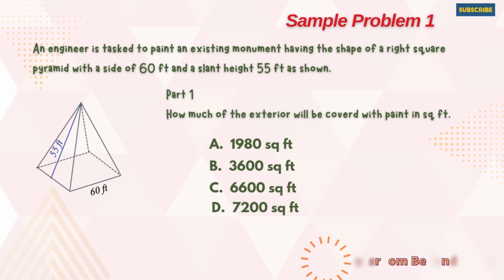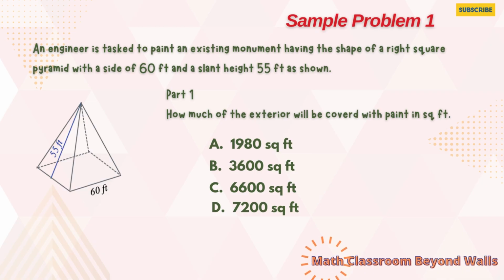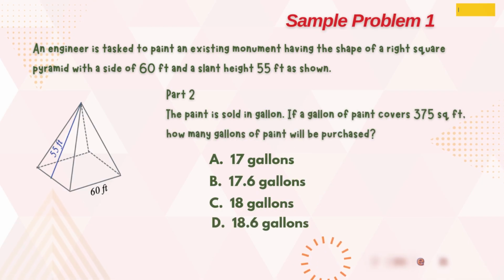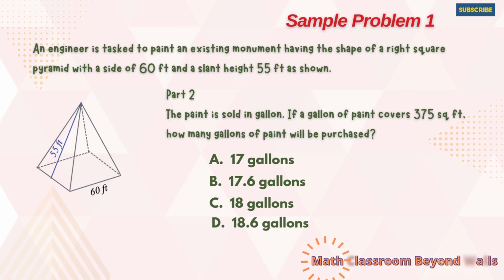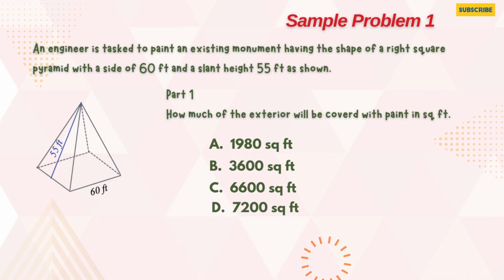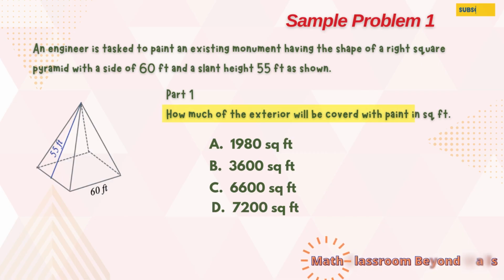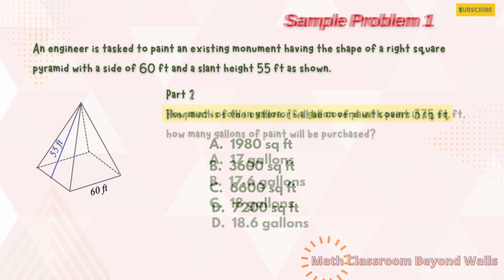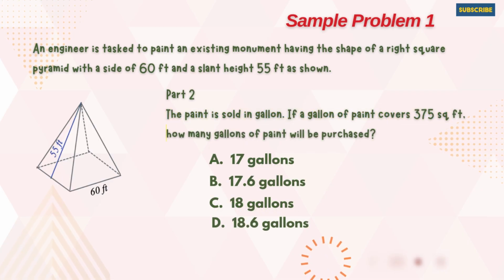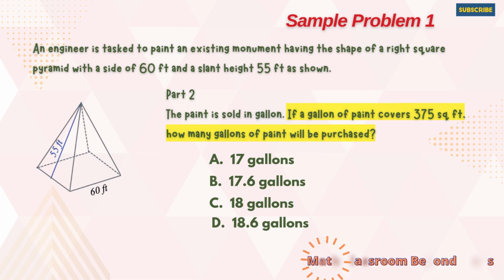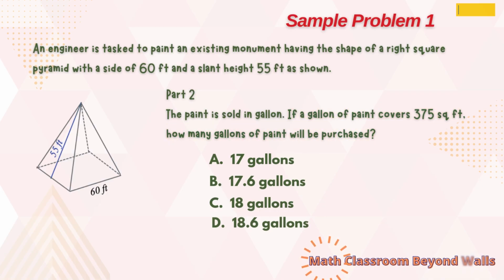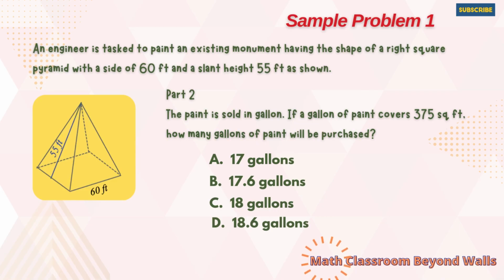As usual, we begin by reading the whole problem and may read it several times when needed to know what we're looking for, to determine what are given, and to figure out how the given information helps find what we're looking for. What is asked in the problem, learners? Okay, here we're asked to find two things. First, we're to determine how much of the pyramid's exterior will be covered with paint. Second, we're asked to find the number of gallons that need to be purchased if a gallon of paint covers 375 square feet. What are given? We're given a figure of the right square pyramid with dimensions.